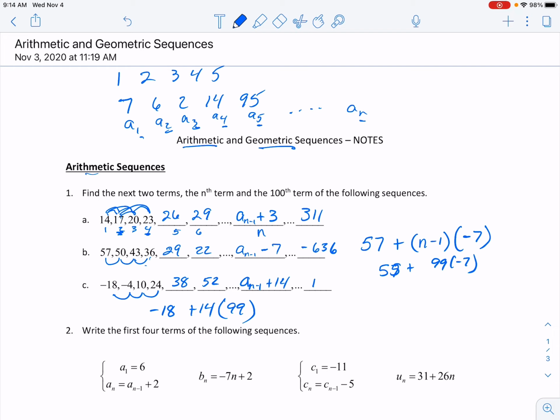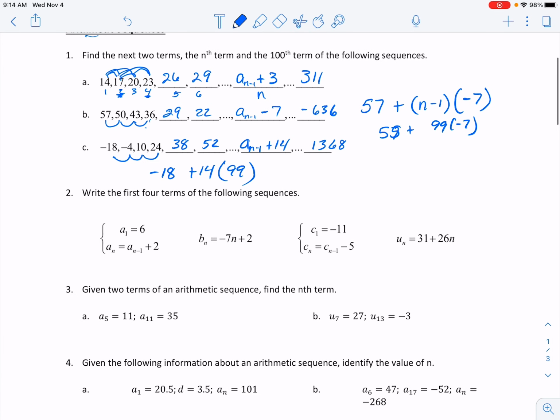And I get 13,686. Okay? So that's really your introduction into arithmetic sequences.